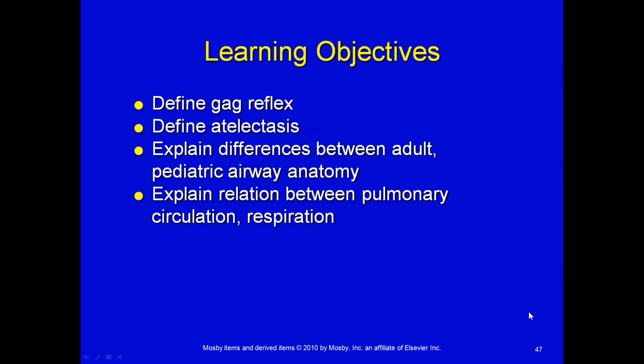And then we have the simple face mask, and it's defined here. The advantage of the simple face mask is that you're going to get a little higher percentage of oxygen when compared to a cannula. It does require a little higher flow rate, usually a little higher than 6, oftentimes 10 to 12 liters a minute.